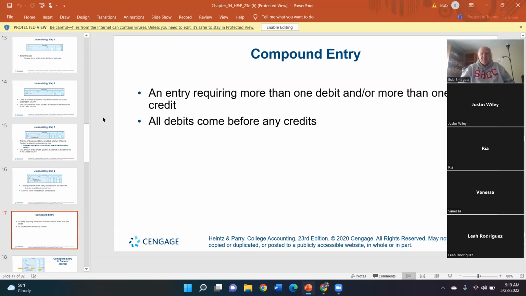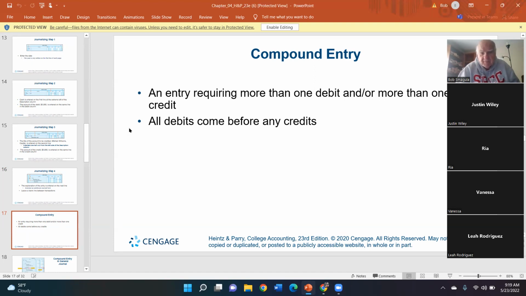What's a compound entry? It just means more than one debit or more than one credit. Every journal entry has to have one debit and one credit, right? Every journal entry consists of at least one debit and one credit. You can have a ton of debits and only one credit, or you can have 100 credits and a debit.